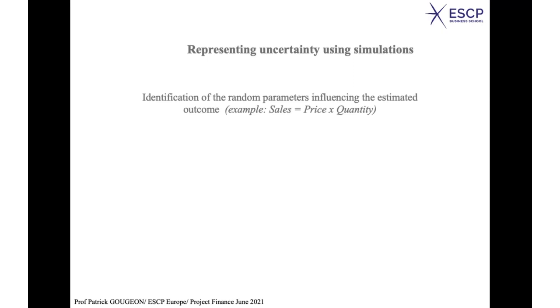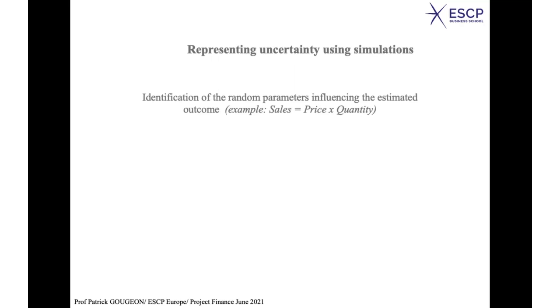We could indeed assume a correlation between price and quantity. But for the sake of simplicity, we are going to assume, though this is totally unrealistic, but it's not a pedagogical problem, that these 2 parameters, price and quantity, are independent. So your outcome is the sales, and you would like to obtain the probability distribution of the sales, which depends on price and quantity, which are both random factors.